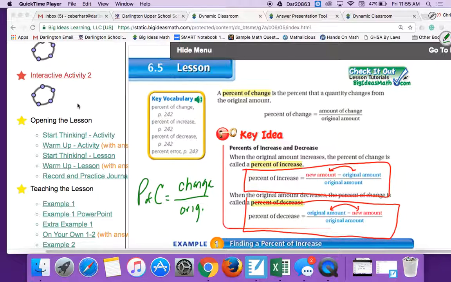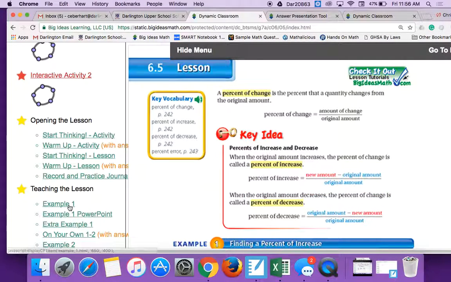For instance, if you're going down on something, well, that's going to be a decrease. So your answer could be a negative direction. So your answer is going to be in the direction in which you're moving. So let's look at some examples, kind of what that looks like, and go from there.